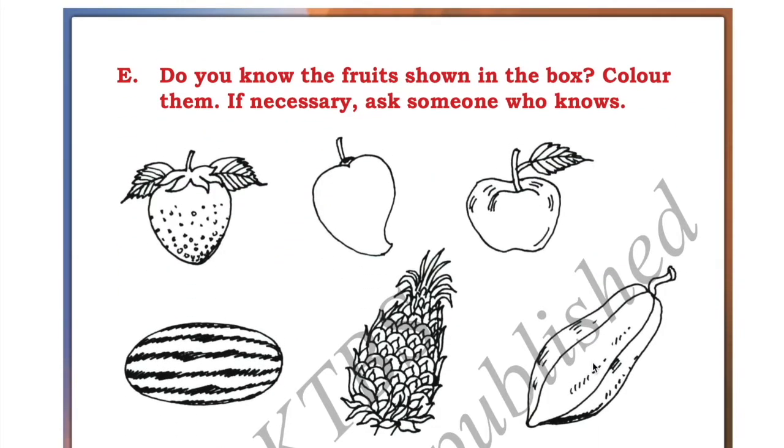Okay. Next, do you know the fruits shown in the box? Color them. If necessary, ask someone who knows. So let's take a look. Here we have strawberry. So this is dark pink in color. I'll show you a picture soon. We have mangoes. We know mangoes. This is apple, watermelon. I think you may not have seen this. This looks like dragon fruit. Okay, I'll show you a picture of that too. And this is papaya.